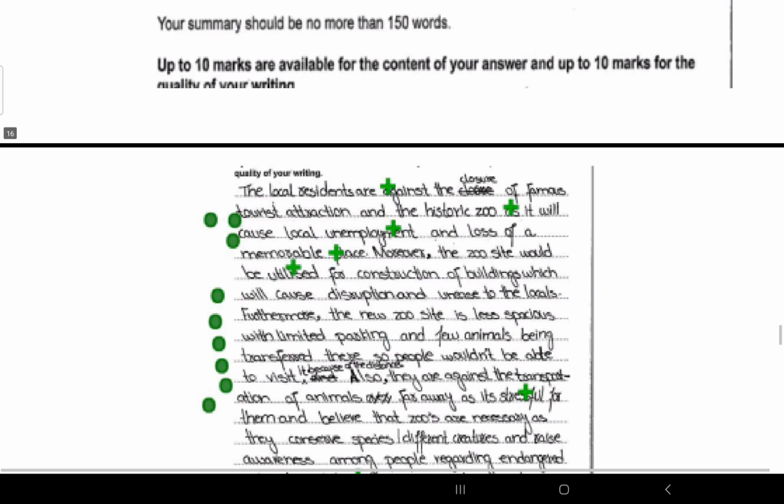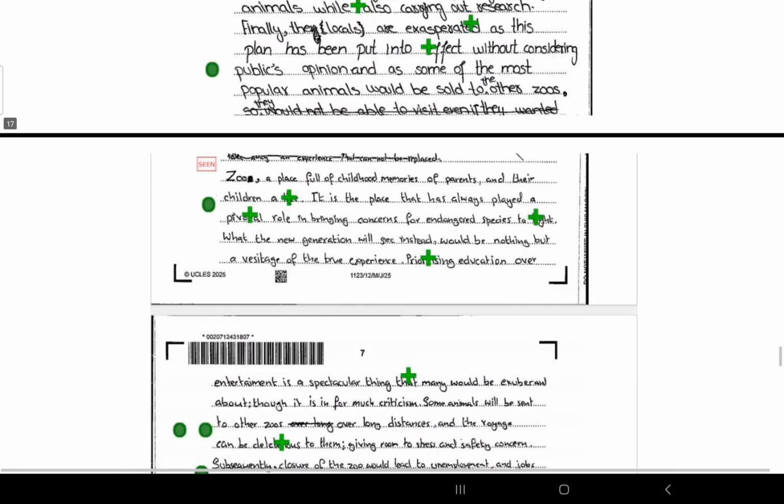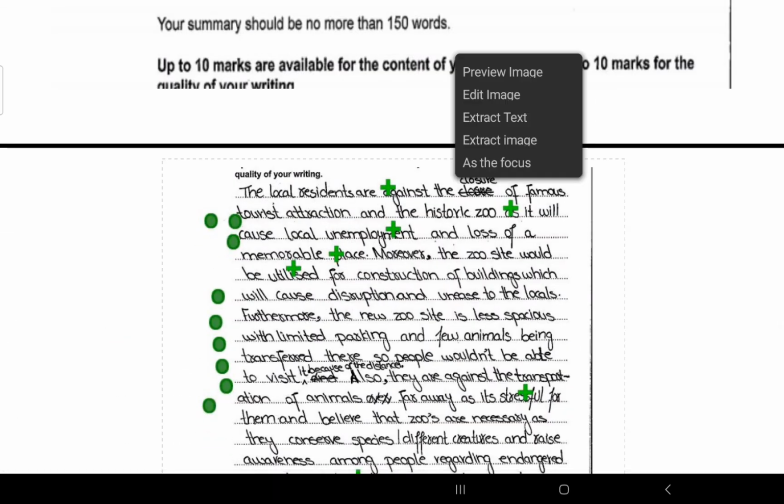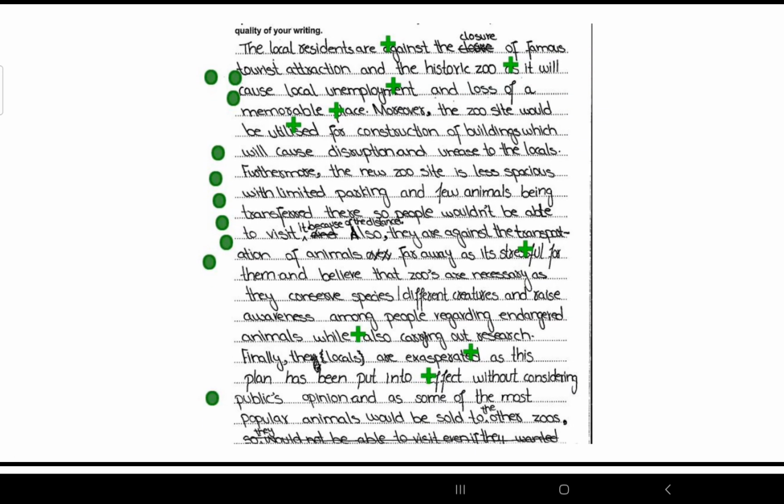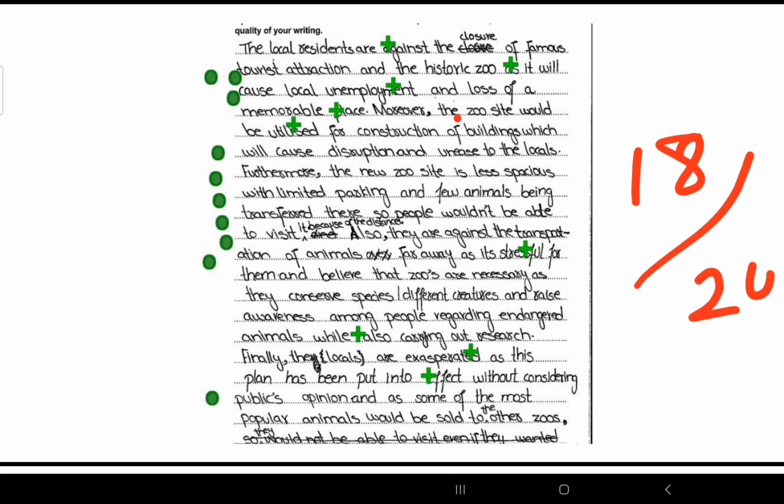So now I just want to do one thing. Let me show you this, then I'll start the summary. Look at how you are going to do it. This student has done the same summary, and this child starts like this: the local residents are against the closure of the famous tourist attraction and the historic zoo, as it will cause local unemployment and loss of a memorable place. This child got 18 out of 20.